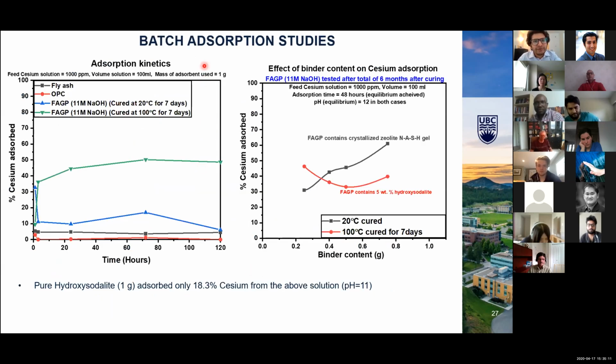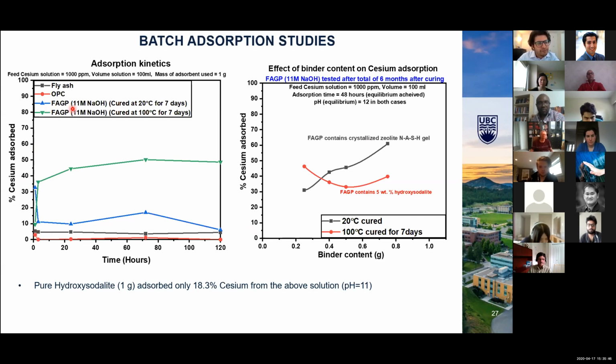So here are a few batch adsorption study results. Initially I compared fly ash, OPC, and geopolymer that were cured at room temperature and 100 degrees for 7 days. It can be seen that for OPC, the amount of cesium adsorbed is almost negligible, almost zero, which shows it doesn't have any adsorption capacity for cesium. For fly ash, it is still low.